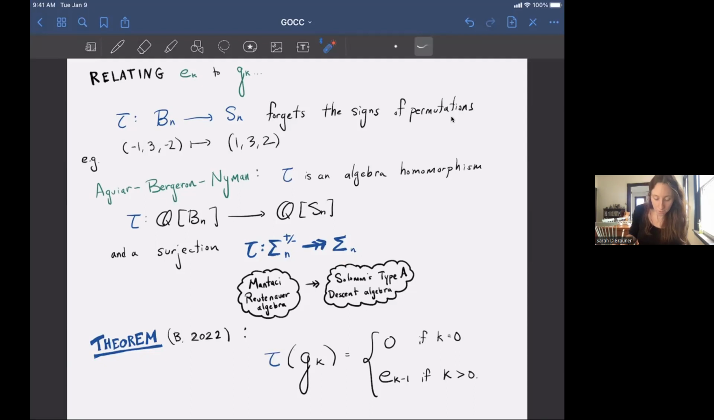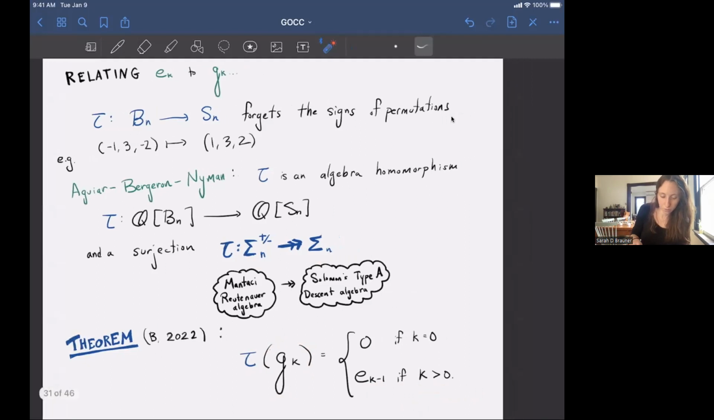Okay, moreover, this map tau actually sends these idempotents GK to the Eulerian idempotents. Okay, and so the indexing is a little weird here because there's n+1 of these idempotents and n of these. So one goes to 0 and the rest match up with each other. Okay.